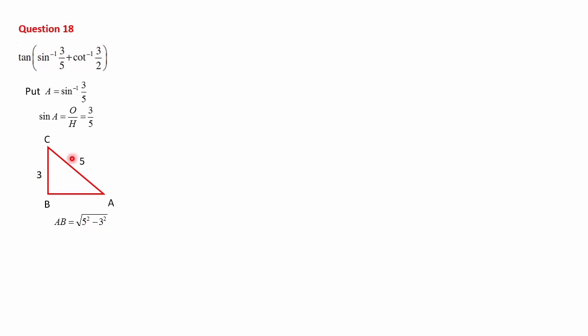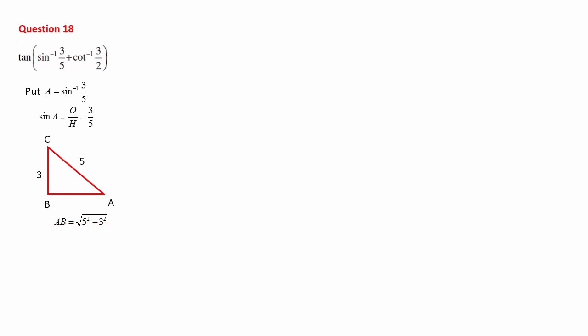That means the longest side is the hypotenuse, that is 5, and another side is 3. So the required side is root of 5 square minus 3 square. If you don't know the Pythagoras theorem, let's recall it before solving this question.